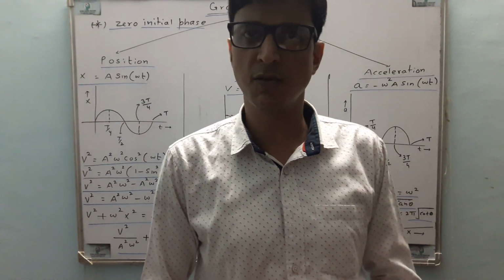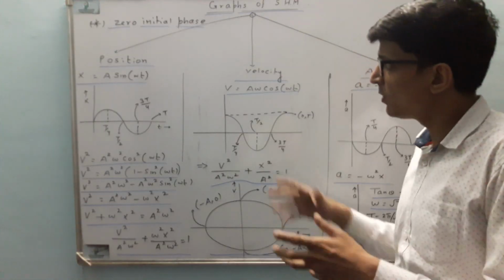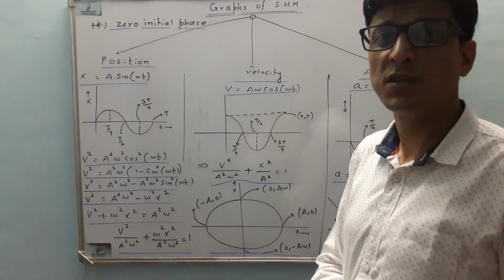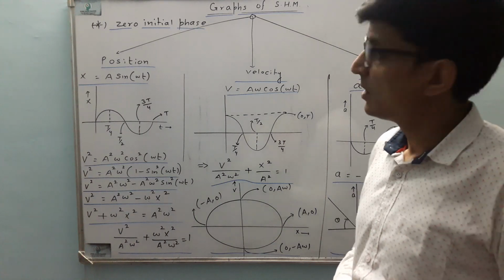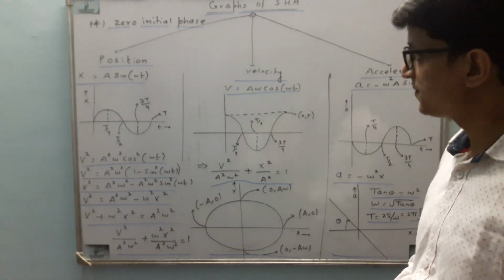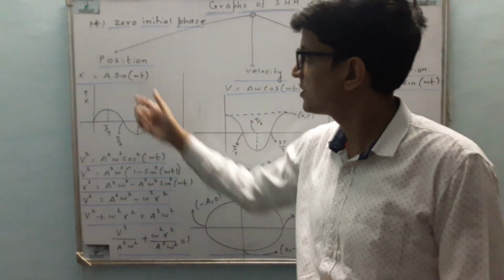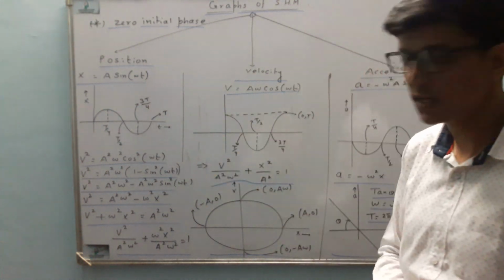Today we will discuss some graphs of SHM, simple harmonic motion. We have assumed that the initial phase is zero, so the particle started from the origin. We have three things in SHM: position, velocity and acceleration. Let's suppose position x is equal to a sin omega t. So the graph will be a sine graph, as you can see over there.